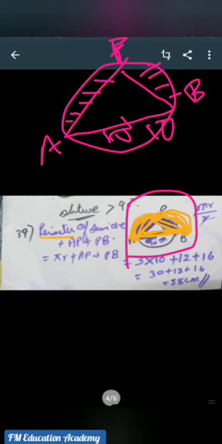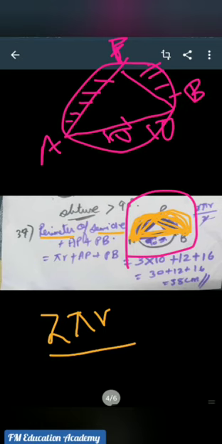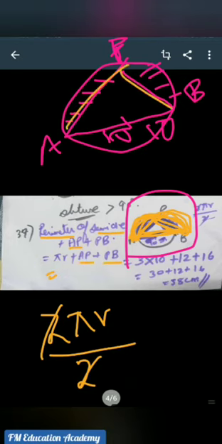So perimeter of the semicircle, we know perimeter of circle is 2 pi r. So perimeter of semicircle will be 2 pi r by 2, that is equals to pi r, plus AP plus PB. AP length is given as 12, PB length is given as 16. And here it told to take the value of pi as 3. So 3 into 10, that is 30, plus 12 plus 16. If you add all, you'll get the answer as 58 centimeter. So the answer for 37th question is 58 centimeter, the perimeter of the shaded region.